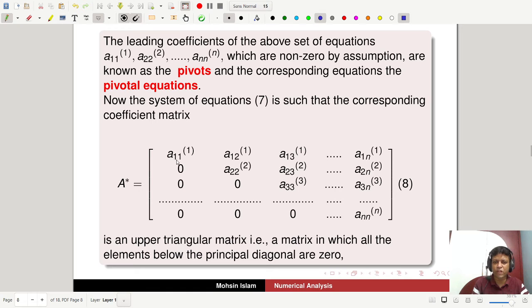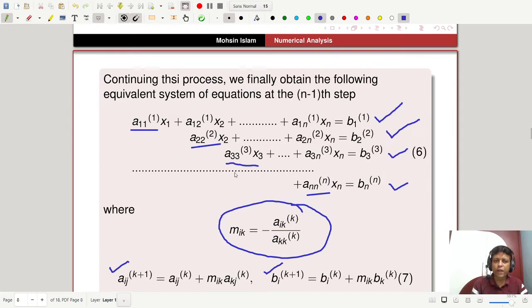Okay, now the system of equations is such that the corresponding coefficient matrix looks like this, just like an upper triangular matrix. An upper triangular matrix is a matrix in which all the elements below the principal diagonal are 0. Okay, this is how your upper triangular matrix looks.